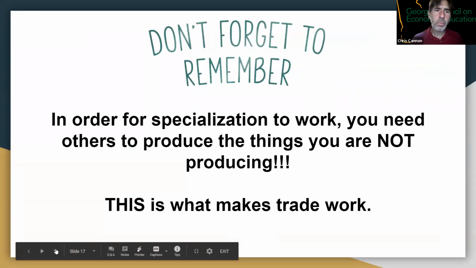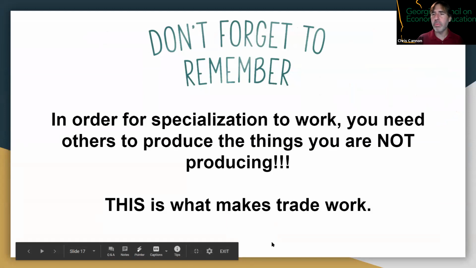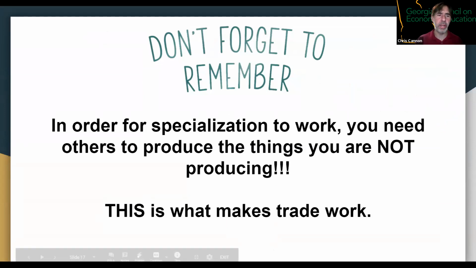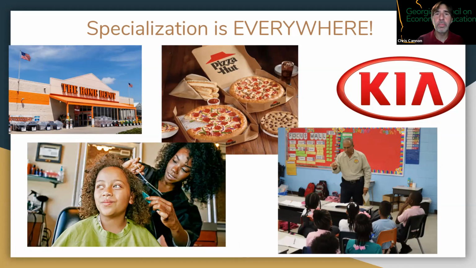So in order for specialization to work, you've got to have somebody producing the things you're not producing. The reason Home Depot can exist, and the reason people can, well, let me not use Home Depot, let's use the hairdresser. The reason the hairdresser can do what she does is because Pizza Hut exists, right? Let that sink in for a second. Like, what do you mean?